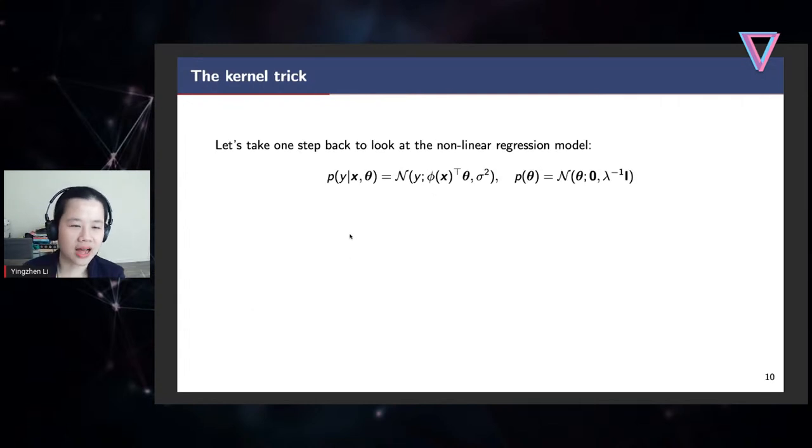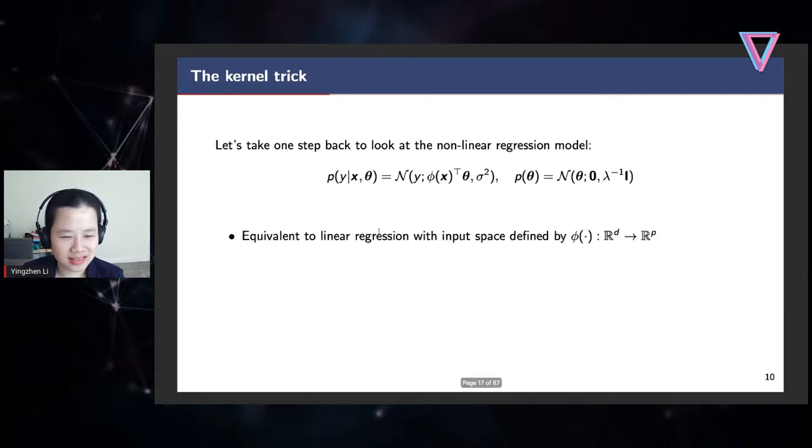Now, let's talk about how these things relate to GPs. Let's take one step back to look at the nonlinear regression model again. As I said, you have a prior distribution as a Gaussian distribution on the parameter theta, and then you have the likelihood term as a Gaussian distribution with mean as the inner product of theta and the features, and then some variance.